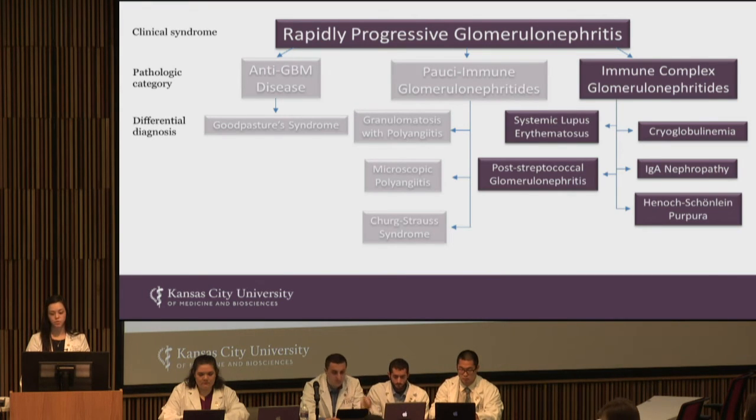Under the category of immune complex glomerulonephritides, there are 3 subcategories indicating low complement levels, and 2 indicating normal complement levels. Systemic lupus erythematosus and post-streptococcal glomerulonephritis are both indicative of low C3 levels, whereas cryoglobulinemia is indicative of low C4 levels. IgA nephropathy and Henoch-Schönlein purpura are both indicative of normal complement levels.